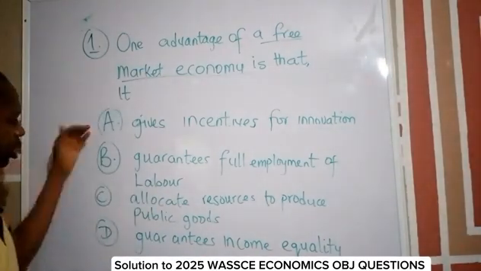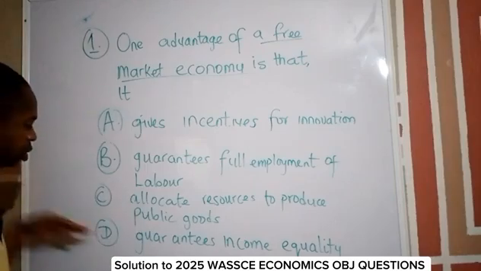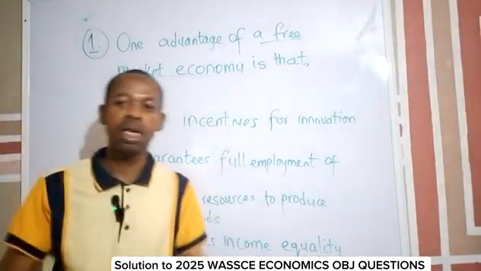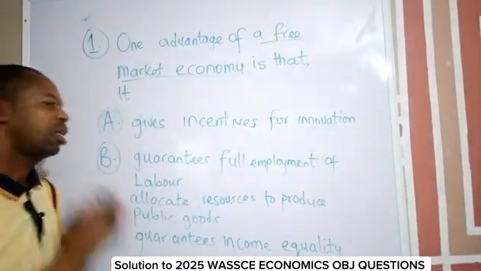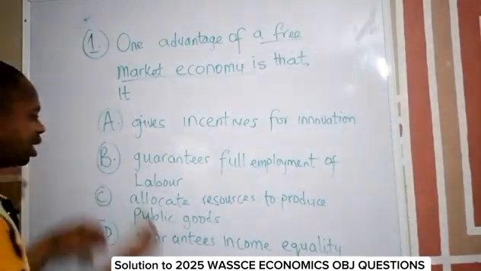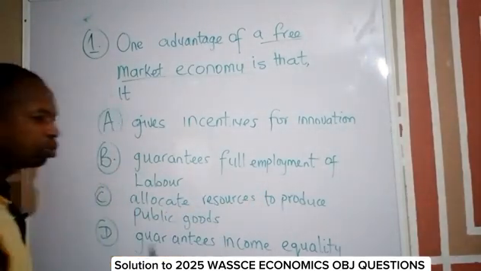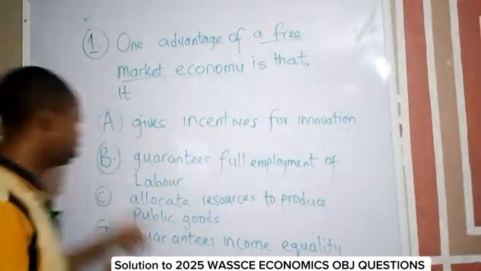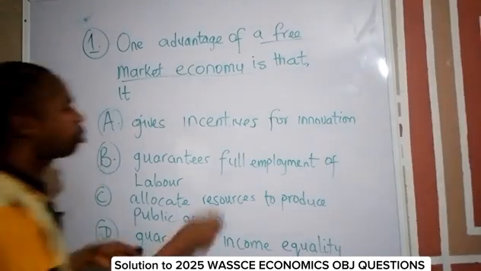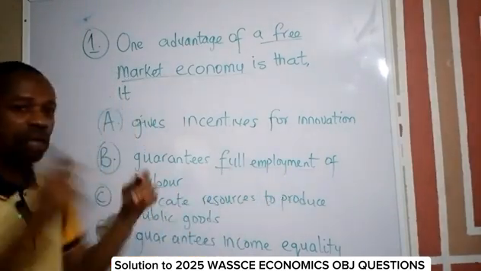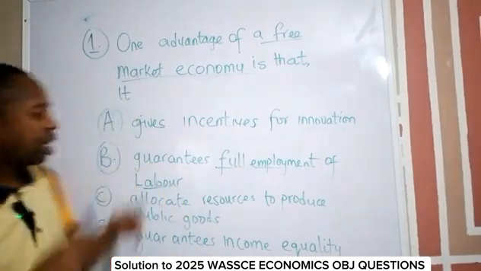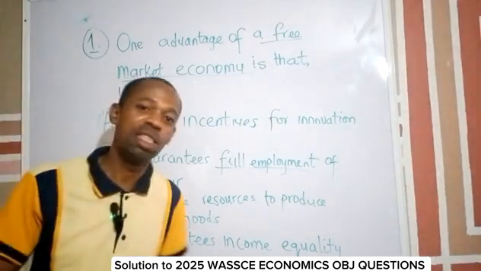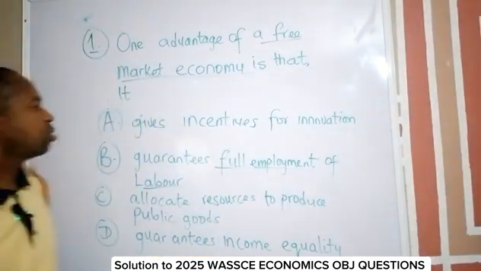So now let's look at the options that are not correct. I'm going to start with option D, guarantees income equality. That can only happen under a planned economy. Now, allocates resources to produce public goods. Anything public good goes to a planned economy, which is government. B, guarantees full employment of labor. In fact, it cannot even be achieved under a planned economy in the real sense of it.